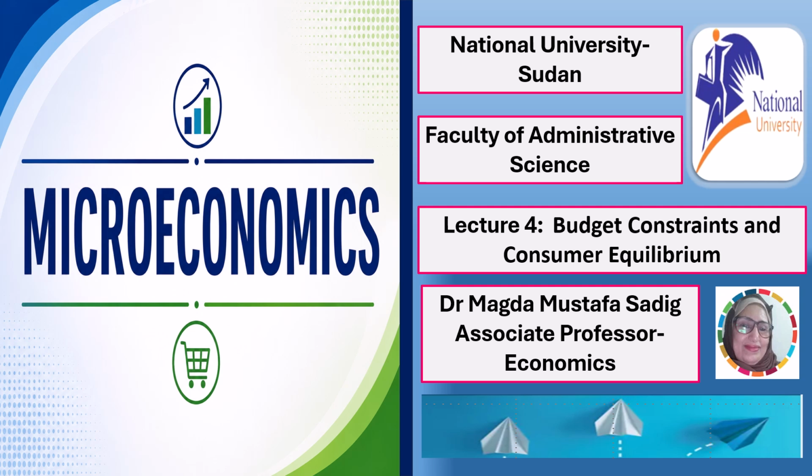In today's lecture, we will discuss two important concepts in consumer theory: the budget constraint and consumer equilibrium. By the end of this lecture, you should be able to explain what a budget constraint is, construct a budget equation, interpret the budget line, understand the properties of the budget line, and explain consumer equilibrium using indifference curve analysis. Let us begin.